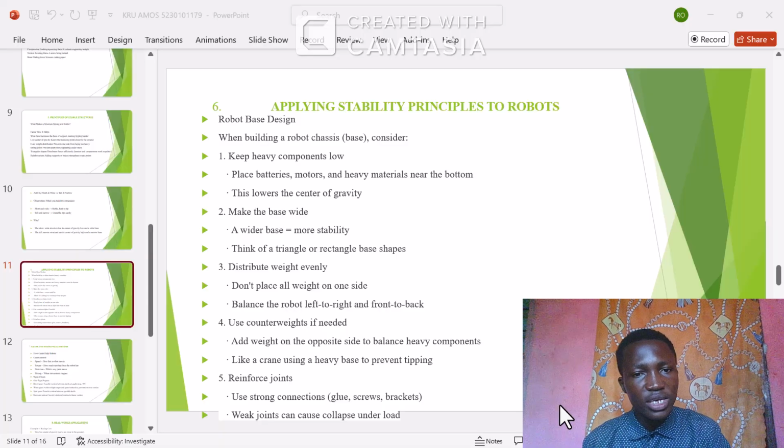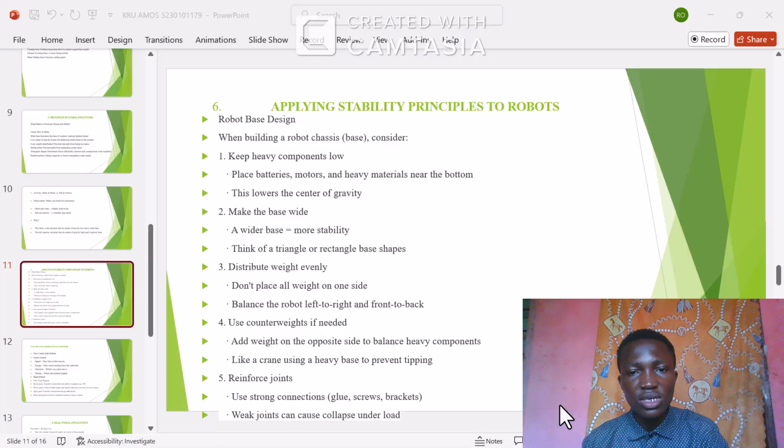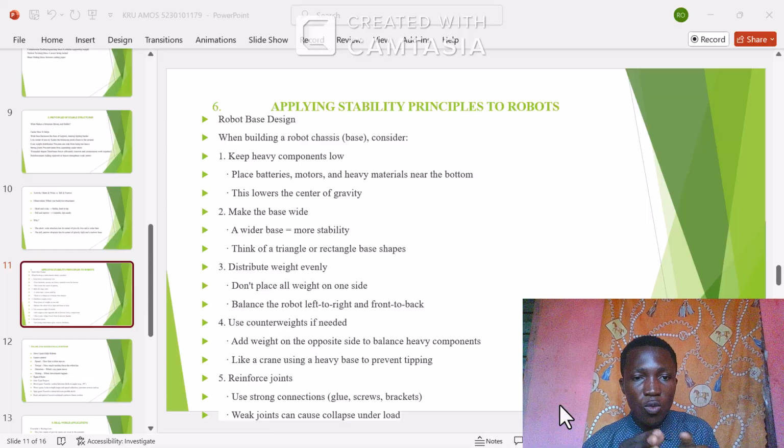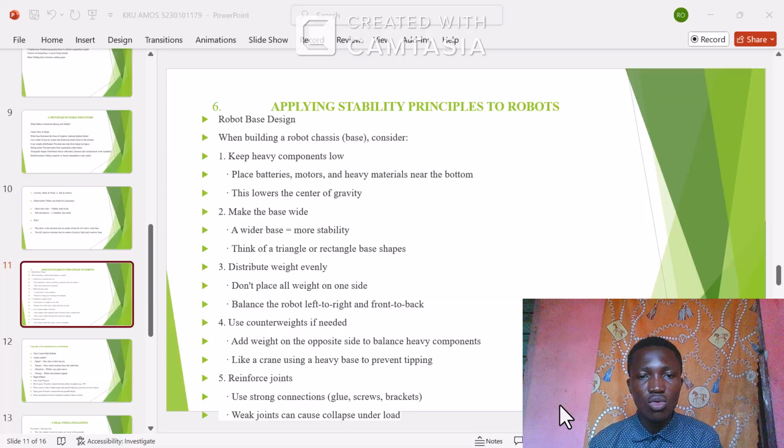consider the following. One, keep heavy components low. Keep batteries, motors, and heavy materials near the bottom. This lowers the center of gravity. Two, make the base wide. A wider base means more stability. Think of a triangle or rectangle base shape.